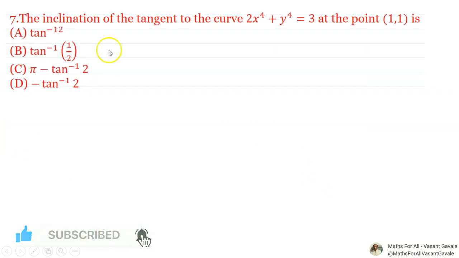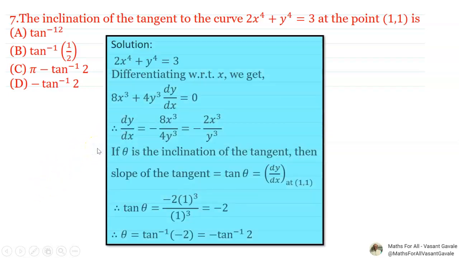Now the next example. The inclination of the tangent to the curve 2x raised to 4 plus y raised to 4 is equals to 3 at the point 1 1 is. This means you have to find out only the gradient, that is, we have to find out theta here. Okay, now here the solution: 2x raised to 4 plus y raised to 4 is equals to 3.